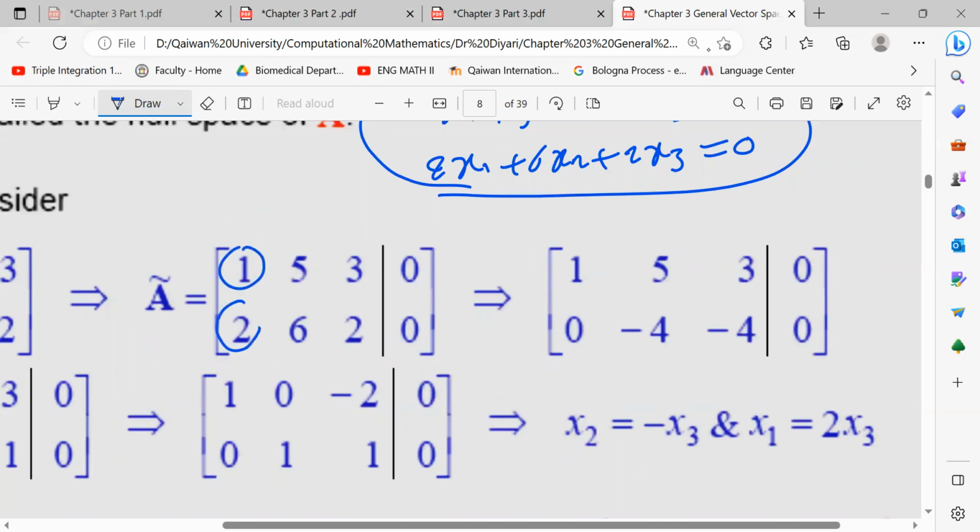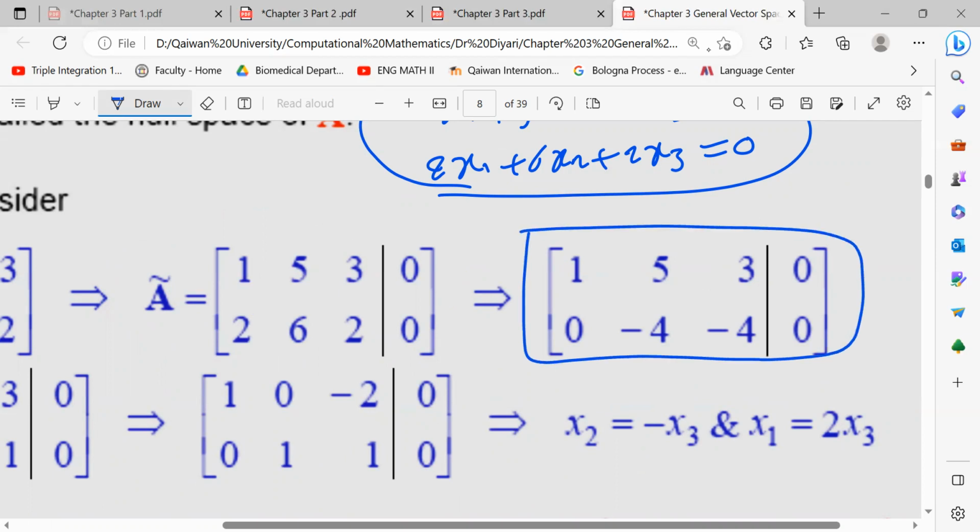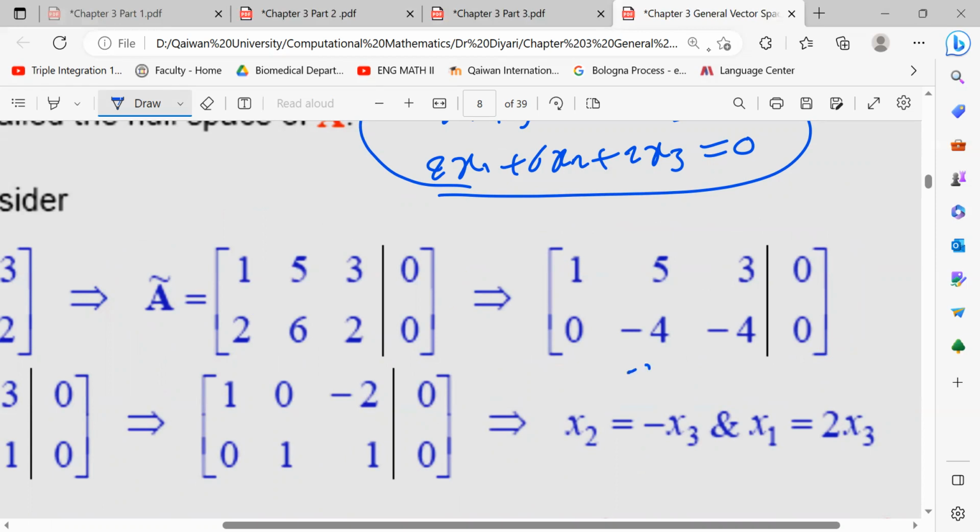From this one, we can make this 0, and we get this matrix. And we cannot change anything else here. Now, here we get minus 4x2 minus 4x3 equals 0. Okay? And so we can say x2 is minus x3. We move it to the other side, dividing both sides by 4. We get x2 is minus x3.